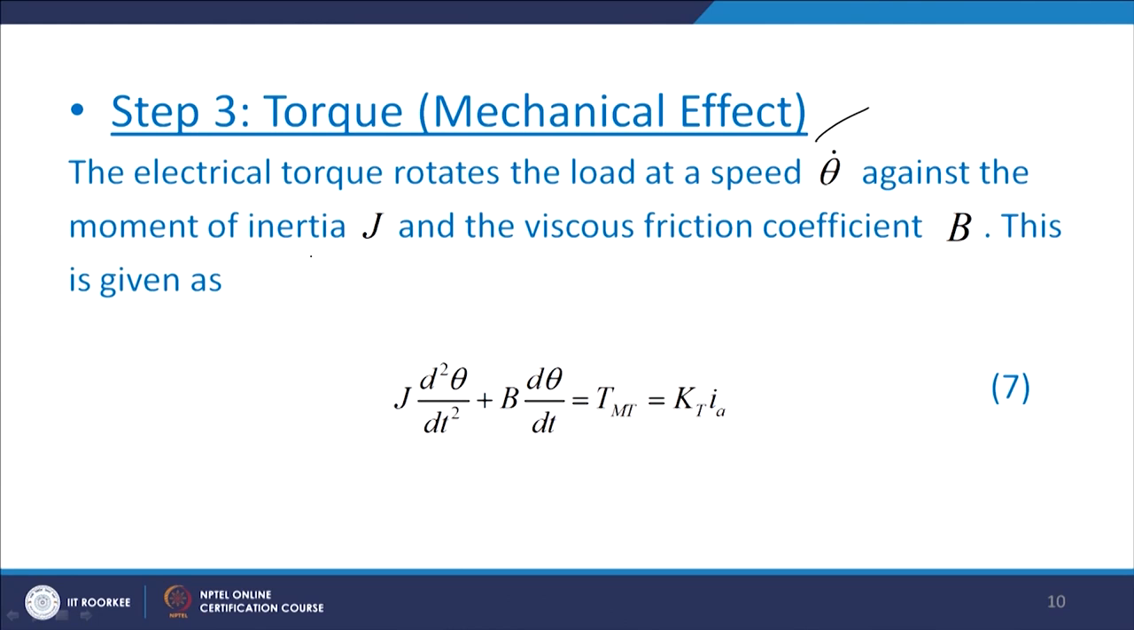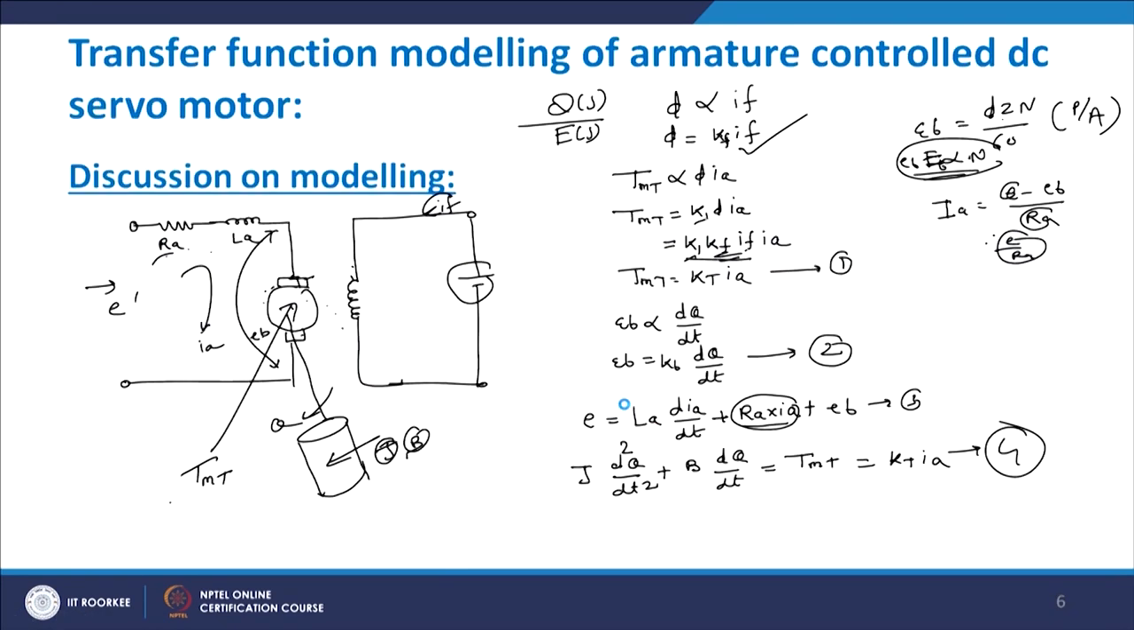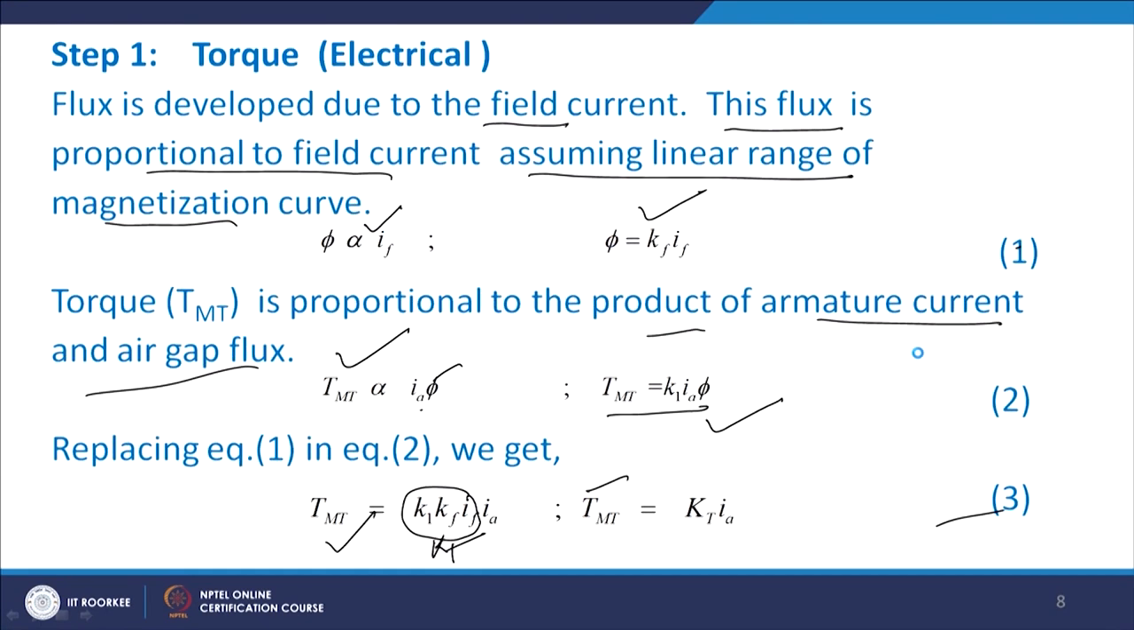Step 3, torque, mechanical effect. The electrical torque rotates the load at speed theta dot against the moment of inertia J and the viscous friction coefficient B. So this is given as J d square theta by dt square plus B d theta by dt equals TMT, which equals KT into I. So this is the expression. Whatever we have explained earlier is represented here.